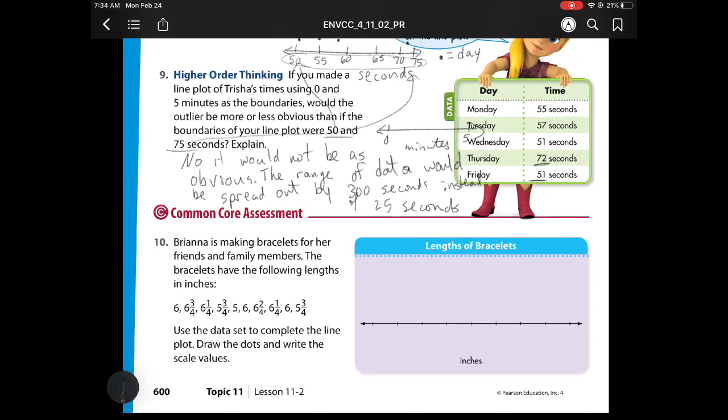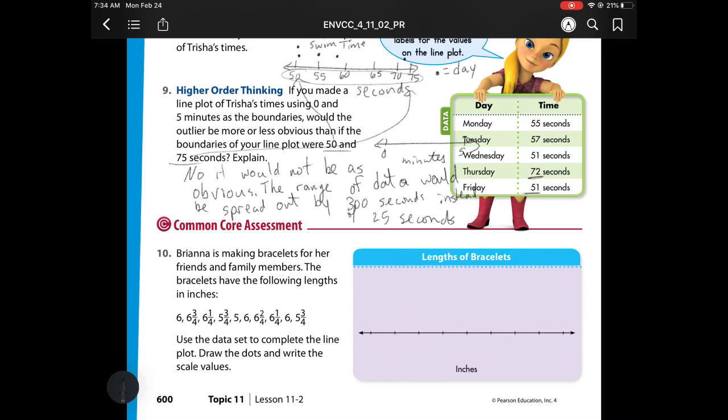Brianna is making bracelets for her friends and family members. The bracelets have the following lengths: 6, 6 3/4, and so on. Use the data set to complete the line plot. Draw the dots and write the scale values. Well, let's find my lowest one. My lowest one is 5. And now my highest one is what? My highest one is 6 3/4. So let's check to make sure that's going to work.